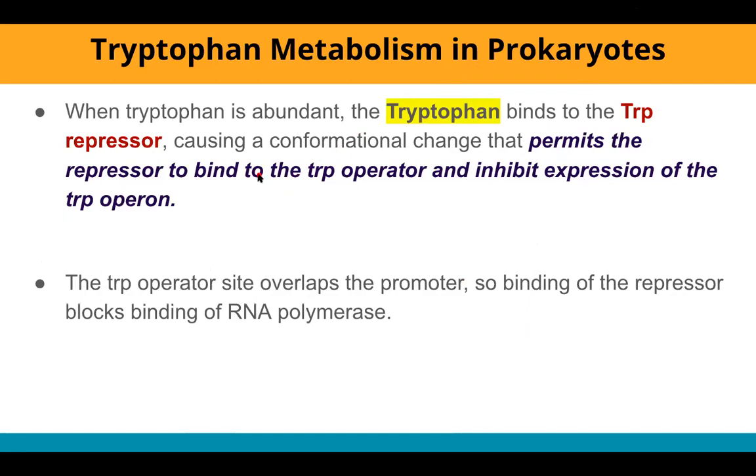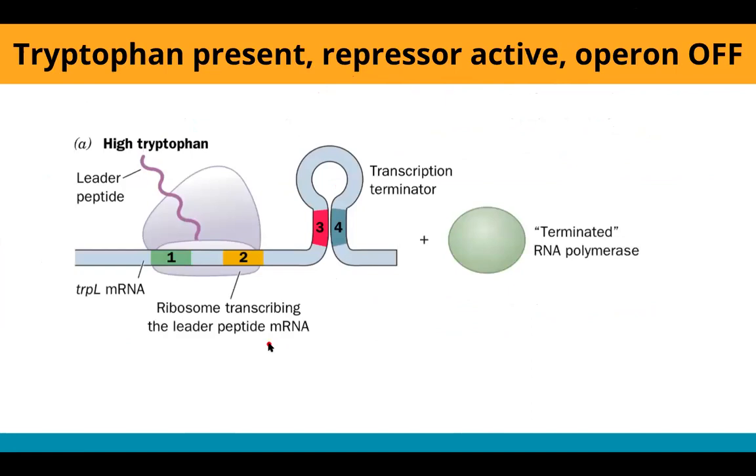Okay. So when tryptophan is abundant, the tryptophan binds to the trp repressor. Again, the excessive tryptophan binds to the trp repressor, causing a conformational change that permits the repressor to bind to the trp operator and inhibit the expression of the trp operon. The trp operator sites overlap the promoter, so binding of the repressor blocks the binding of RNA polymerase. So if you have high levels of tryptophan, it causes termination of gene expression. Basically, that's the main point.